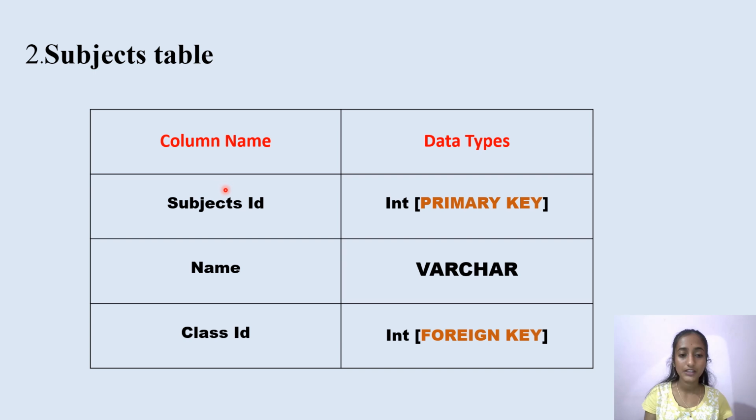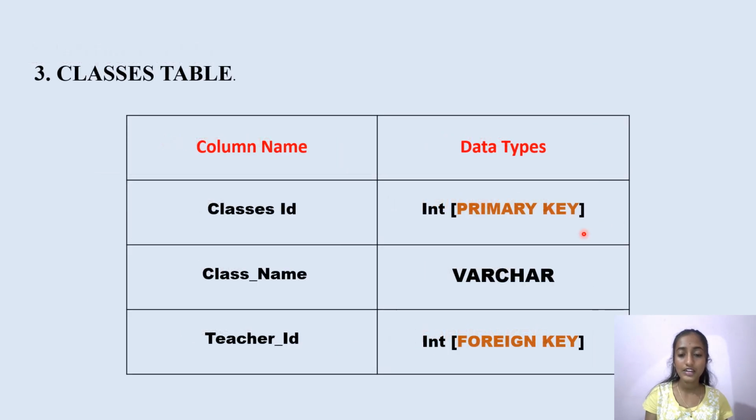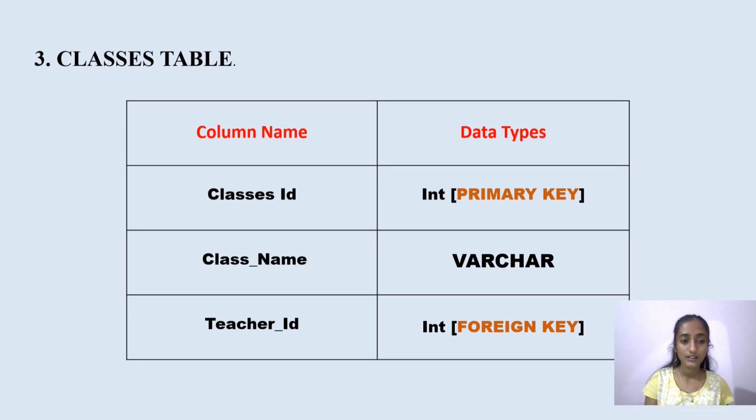Subjects table: subject ID, name, class ID. Subject ID is a primary key, name is a varchar, class ID is a foreign key. Foreign key means a key which builds a relationship from one table to another table, meaning 2 tables should have a common column. Primary key means it's a unique key through which we can access other records.